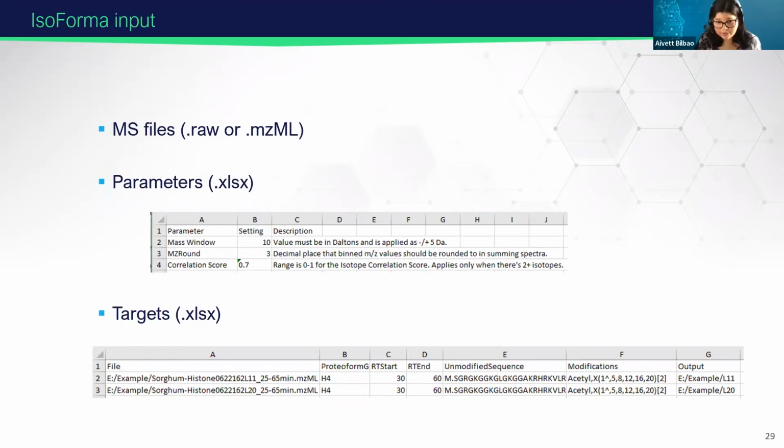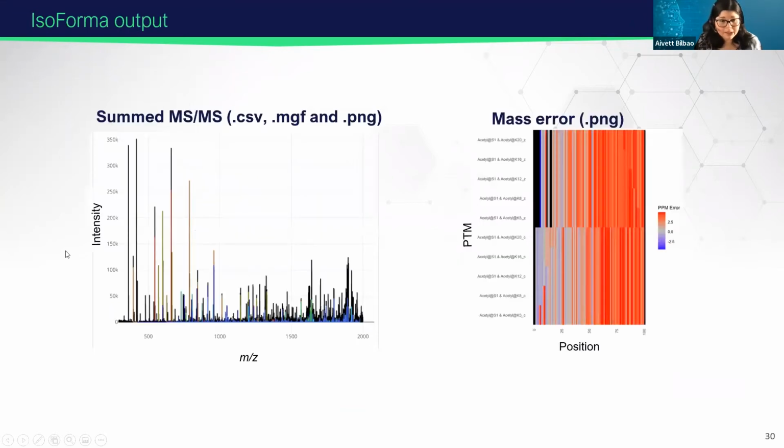And then we have the output folder where Isoforma will generate and store the results. Now for the output, here we have an example. Isoforma generates automatically for each of those targets specified an annotated MSMS spectrum, that is basically all the spectra that were found and were summed, accumulated, to do the annotation. And this is also generated in CSV and MGF format that can be used to further investigate if the user wants. Also a visualization of the PTM error, which is helpful for QC.